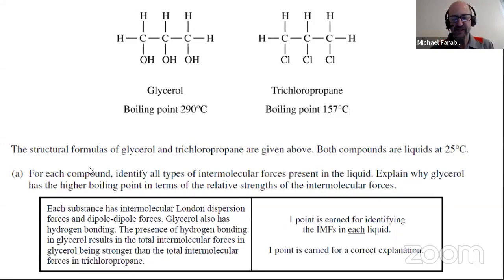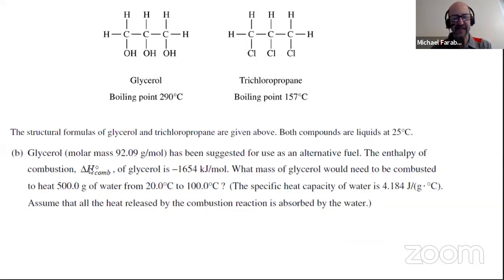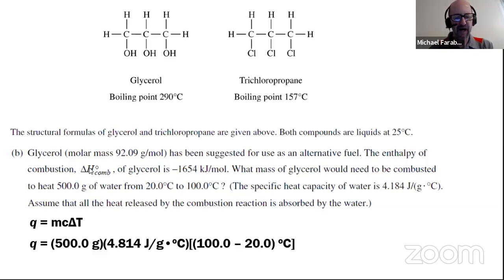All right, and then part B, which is going to remind us of something we saw earlier in this lesson. The very first question I showed you today had to do with a beaker of sand that was being heated with a butane burner. So we're going to involve q equals mc delta T again. It says the enthalpy of combustion for glycerol is negative 1654 kilojoules per mole. What mass of glycerol would be needed to be combusted to heat 500 grams of water, so there's my mass, from 20 to 100 degrees Celsius? That would be a delta T of 80.0, and they've given us the specific heat capacity of water.